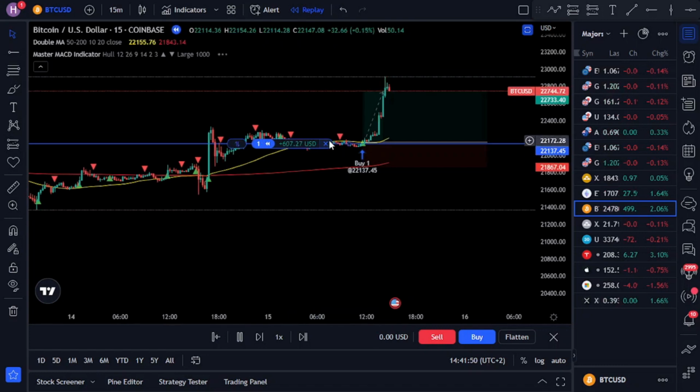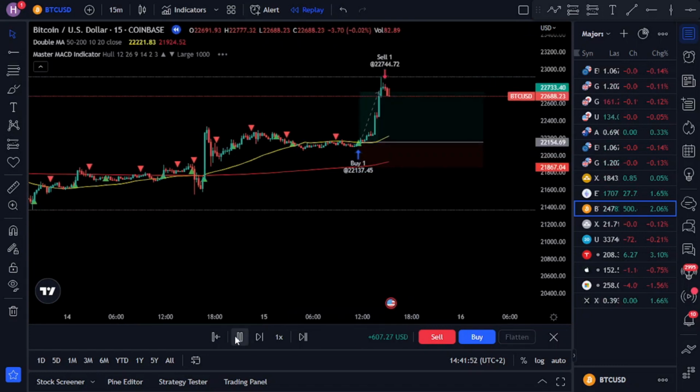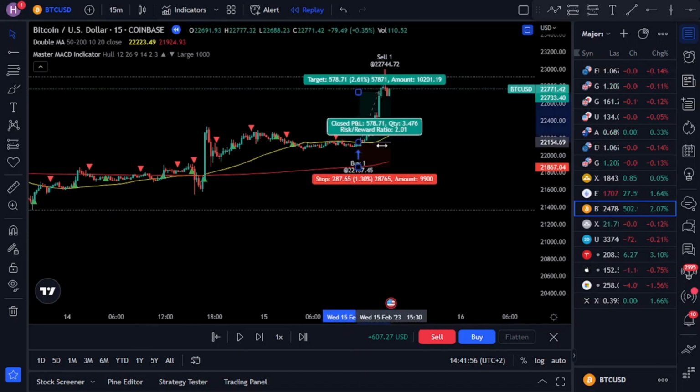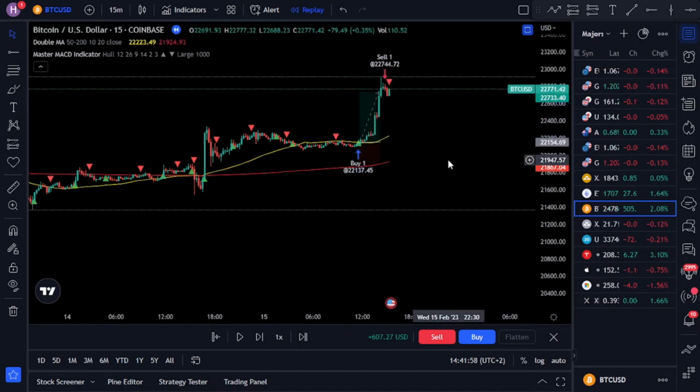You will see in a couple of candles that it reached our take profit level and that we were able to close a lovely trade following the rules and with our master MACD indicator. The master MACD indicator works on multiple different instruments and it also works on any time frame, meaning you can test this trading strategy on the instrument that you like trading.